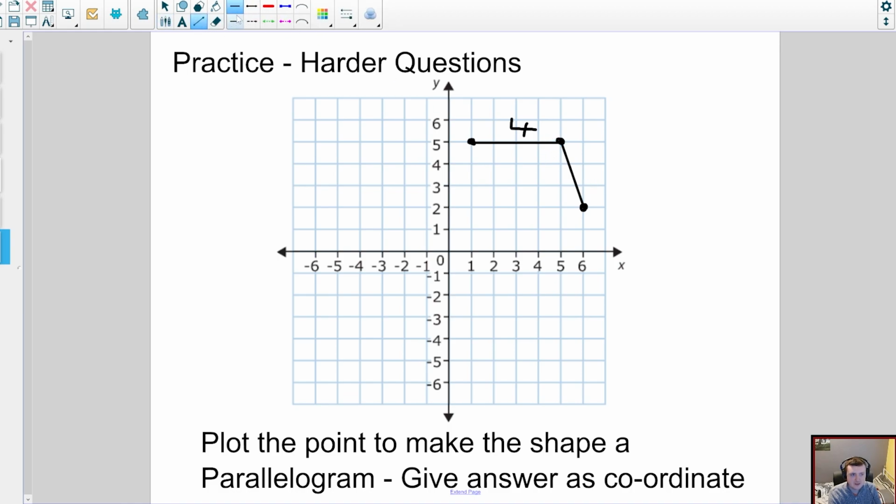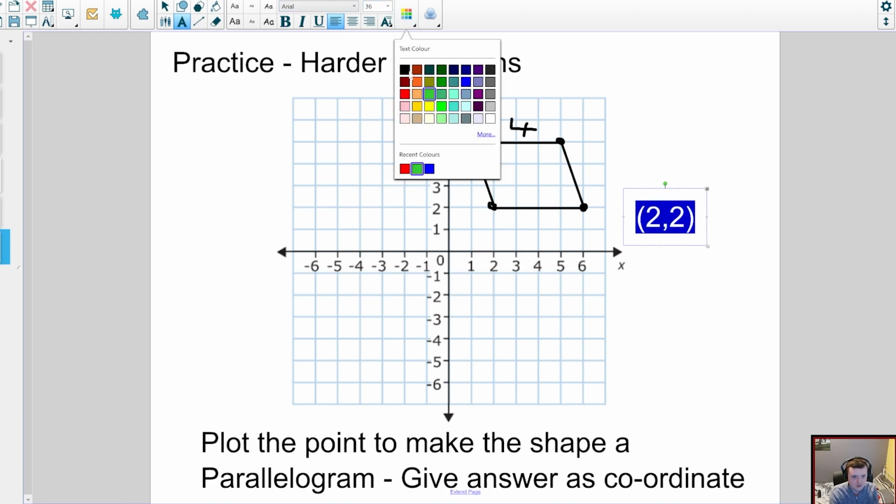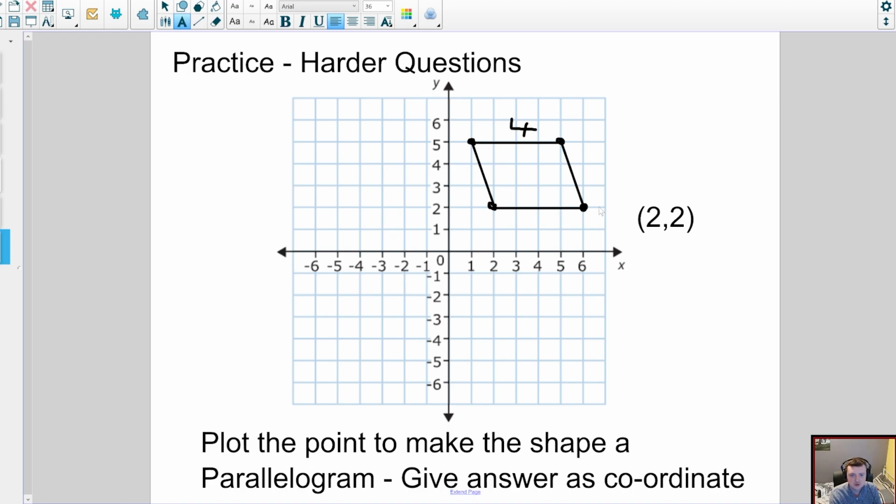So there are two ways of doing this. I know this length is 4, so if I go a length of 4 to the left from here, 1, 2, 3, 4, and then put a point there, and then connect them up, like this, we've made a parallelogram. And so our answer in this case would be 2 and 2. That should be in black, it doesn't really matter, but I'll just change it. There we go. So our point is going to be 2 and 2. The other way of doing it, if you noticed that this has gone 1 to the right and 3 down, then as long as this goes 1 to the right and 3 down, we'll end up in the same place. It's still 2 and 2.